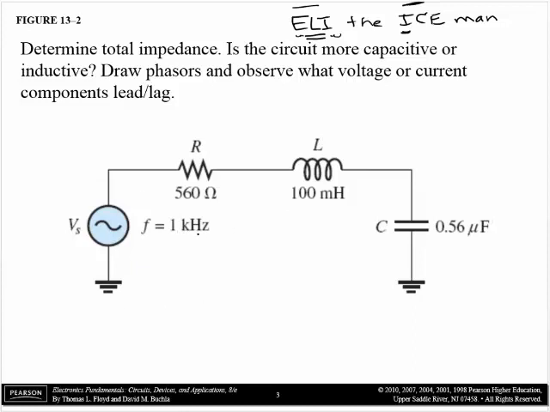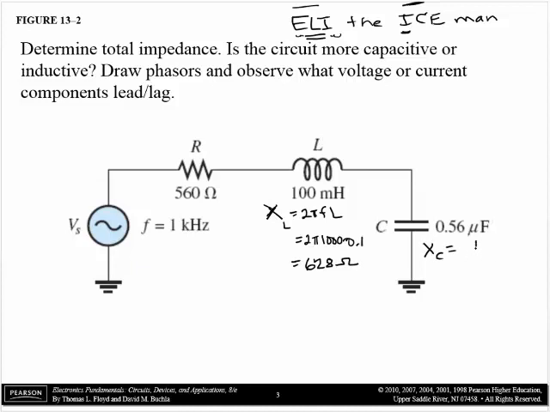First thing is to determine the total impedance, and we always start by finding the reactances, in ohms. XL equals 2 pi F times L. Here's our L, 0.1 henry. Our F is 1 kHz, so XL is 2 pi times 1000 times 0.1 henries, and we do the math and get the answer, 628 ohms.